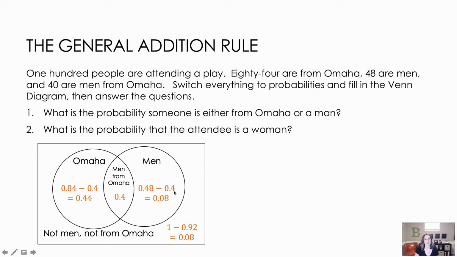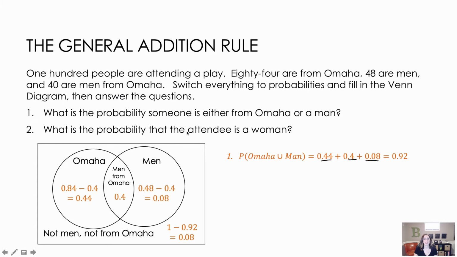So again, here's my Venn diagram. And now, once I've done the Venn, these are easy. So the Venn diagram was the hard part. Then I can answer these questions fairly quickly because I have all of the values on here already. Question 1, the probability that someone is either from Omaha or a man. So what would I do? Either from Omaha or a man. I've got Omaha here, which is 0.44. I've got men from Omaha, which is 0.4, and I've got just men, which is 0.08. So I'm adding up all of those probabilities because that's men from Omaha, both men and from Omaha.